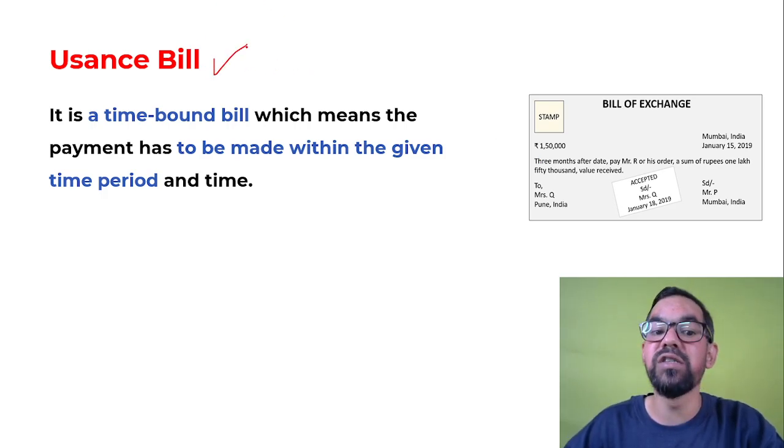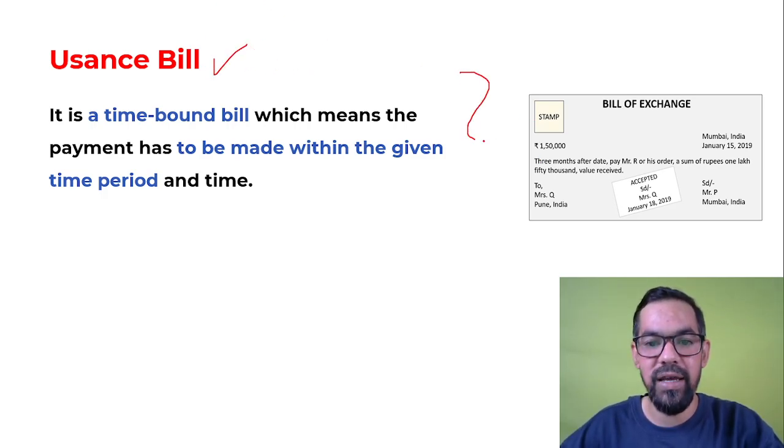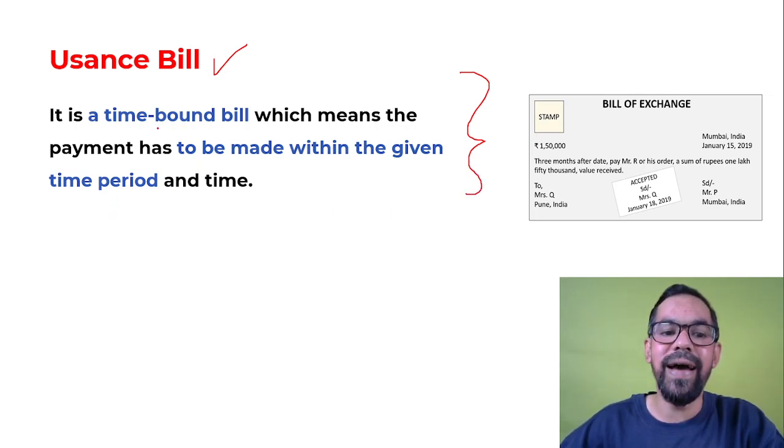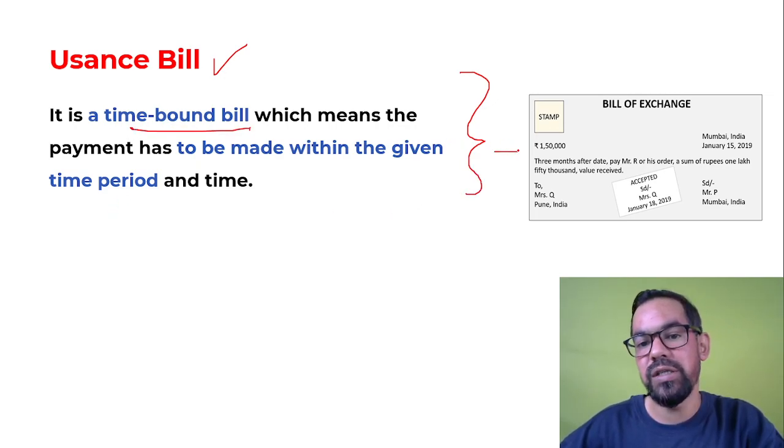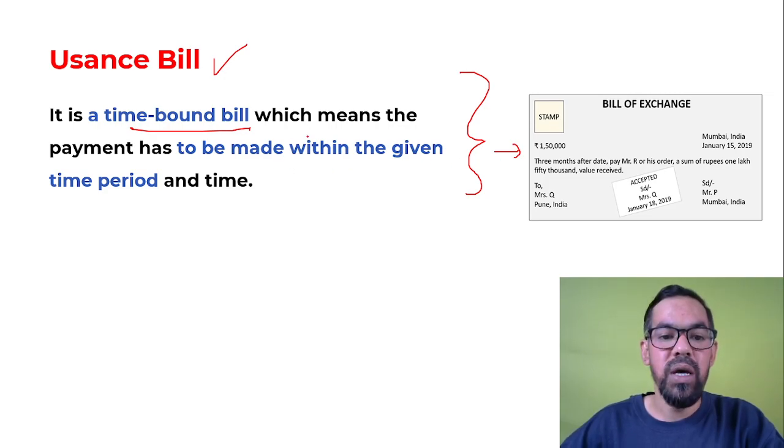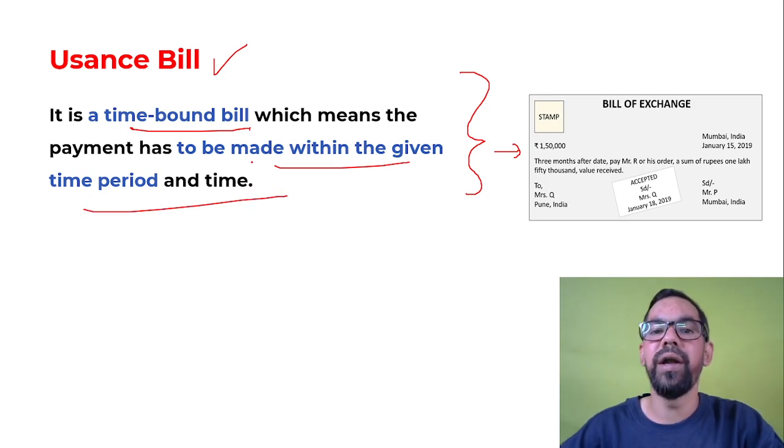Next, Usance Bill. Again, this is a very important one, and many times it is asked in examinations. It is a time-bound bill, which means the payment has to be made within the given time duration.